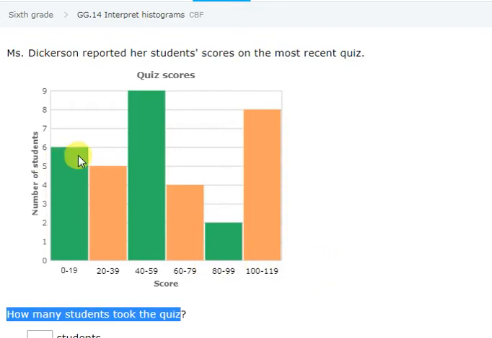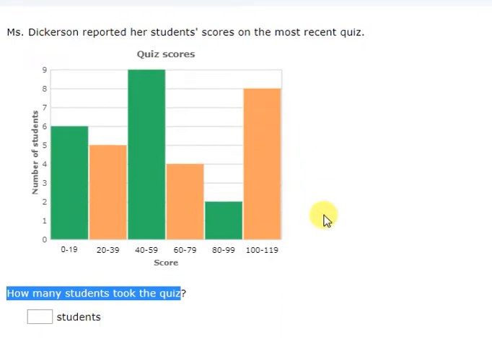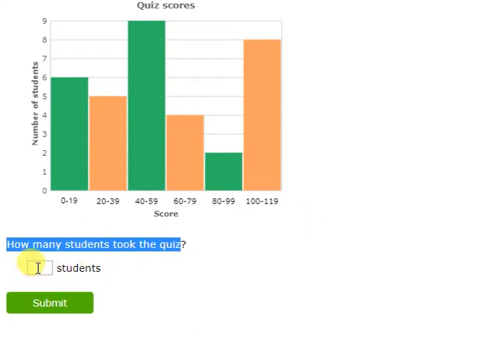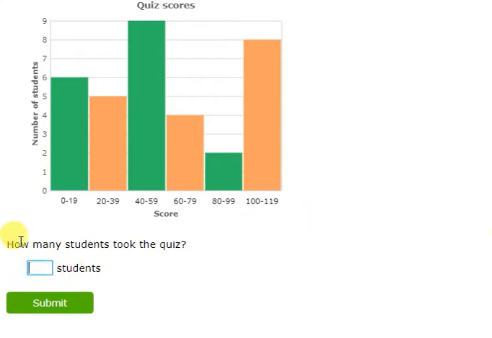We have 6 plus 5 equals 11, 11 plus 9 equals 20, 20 plus 4 equals 24, and 24 plus 2 equals 26, and 26 plus 8 equals 34. That means there are a total of 34 students who took the quiz. Whenever they say in all and ask for how many total, and they are not giving any particular criteria to count for, that means they are asking for total participants, or total whatever the data is showing.